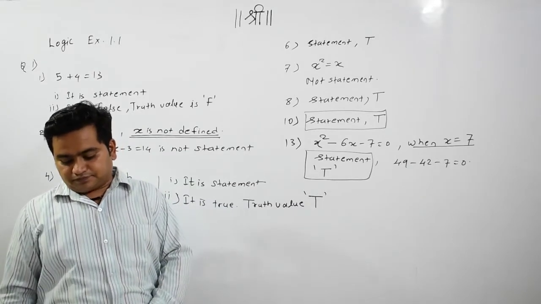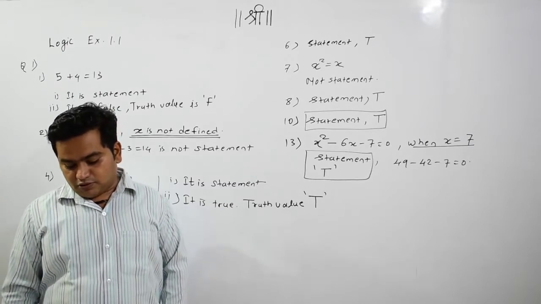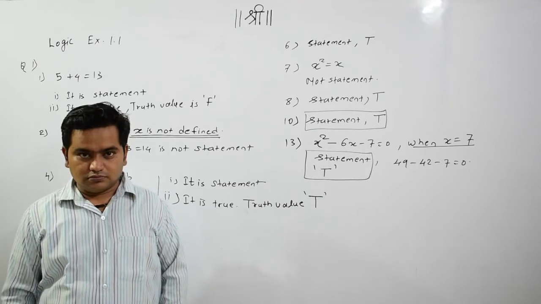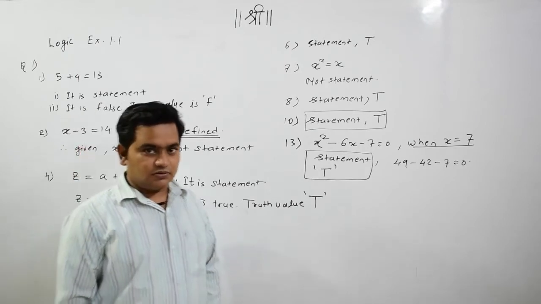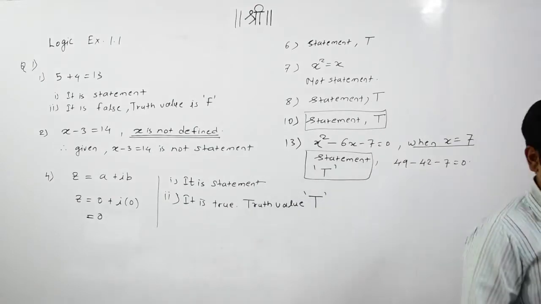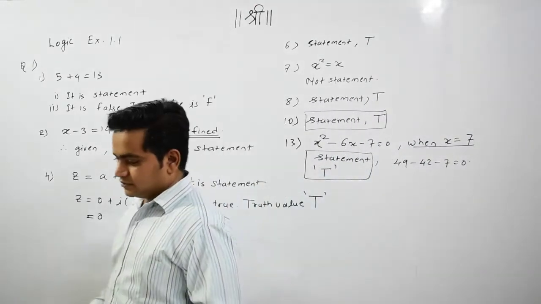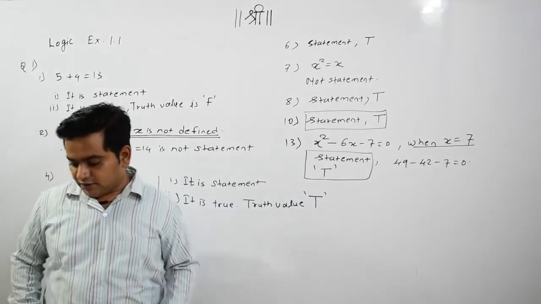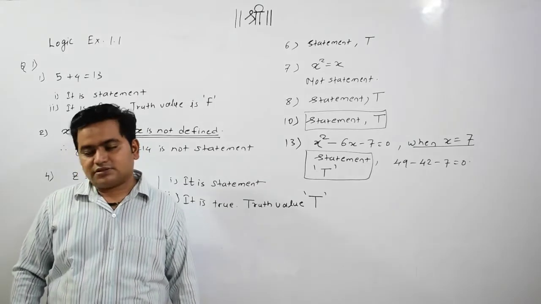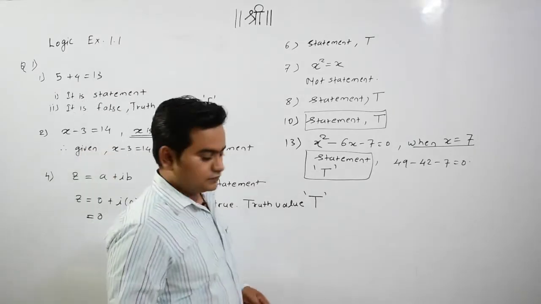Now next part, what is that? The sum of the cube roots of unity is 0. Is this correct? Sum of cube roots of unity is equal to 0. Is it correct? Yes. And this is a statement. The sum of the cube roots of unity is 0. This is a statement and it is true, as we know that.